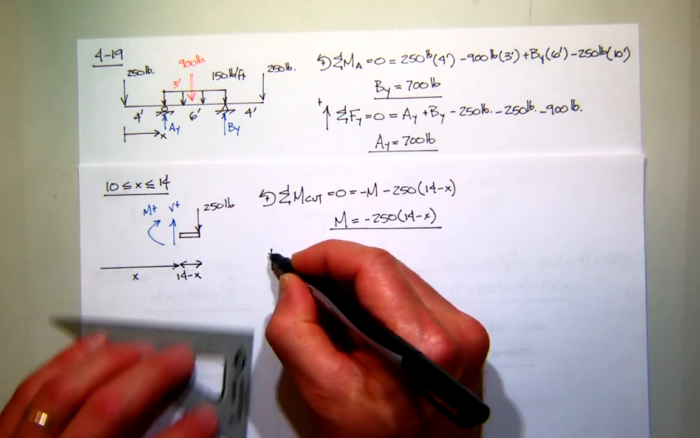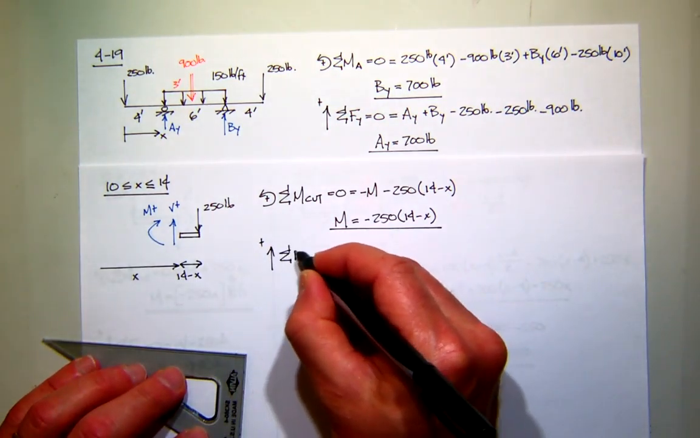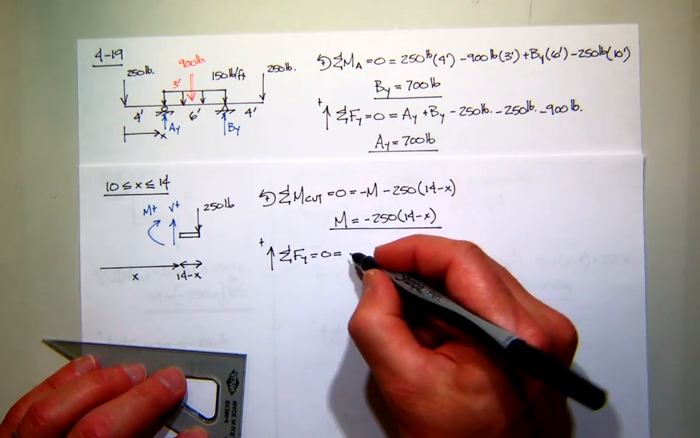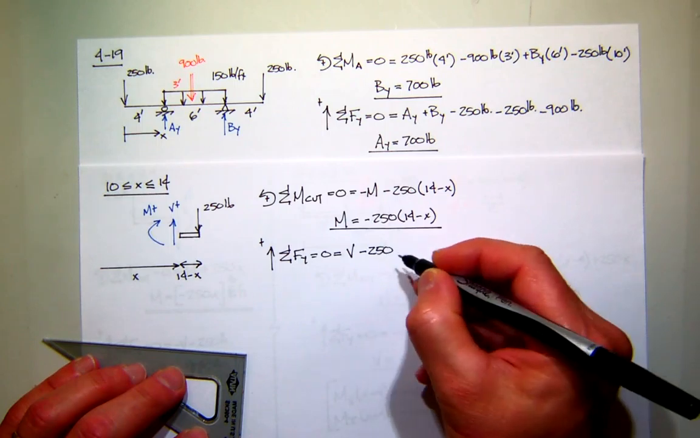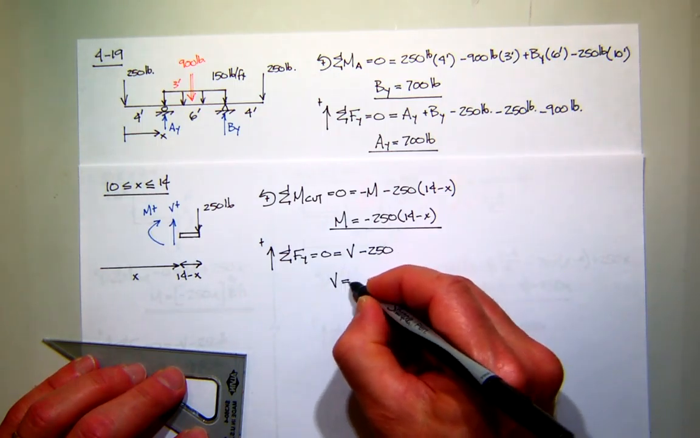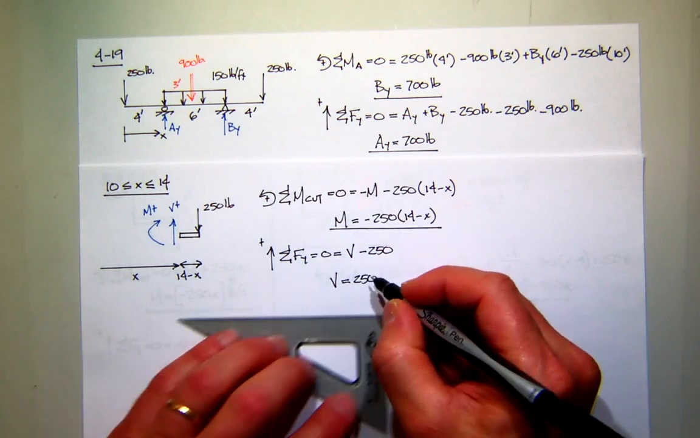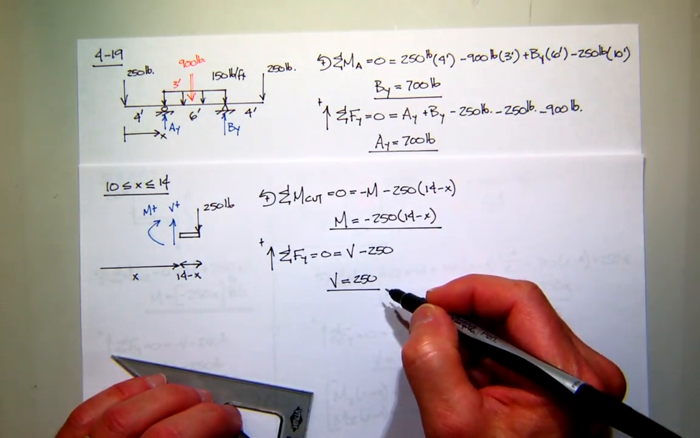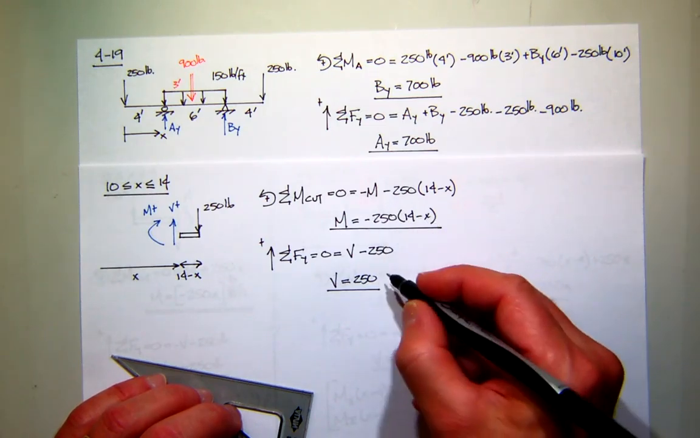That feels pretty good. And probably that's going to be a lot easier equation to quickly take the derivative of to check our shear. Our shear force is acting up. The 250 is acting down. So it looks like shear is equal to 250. And if you take the derivative with respect to x, you get 250.